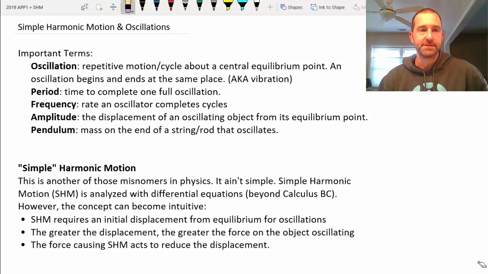Period is going to be the time it takes to complete one full oscillation. A couple of things in physics we use the term period for, whether it's the time that it takes a planet to orbit a sun or the time it takes a ball on a string to complete a cycle, to say what's the period of the motion. Well, that just means the time it takes to complete one full cycle around.